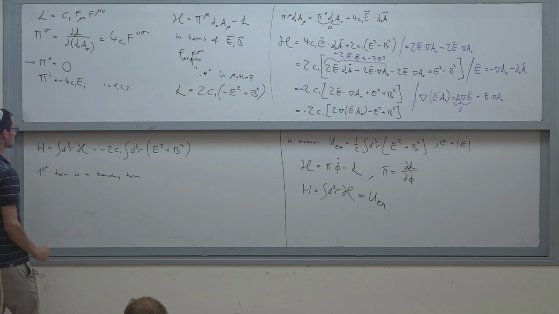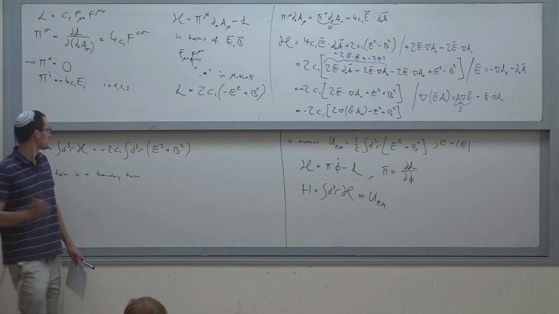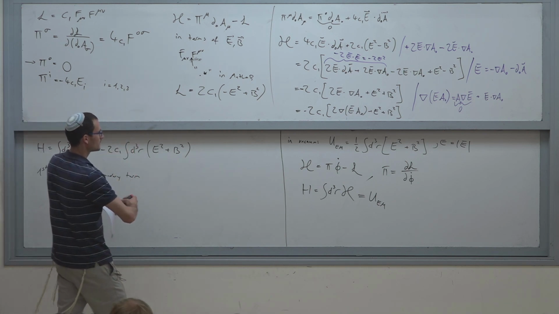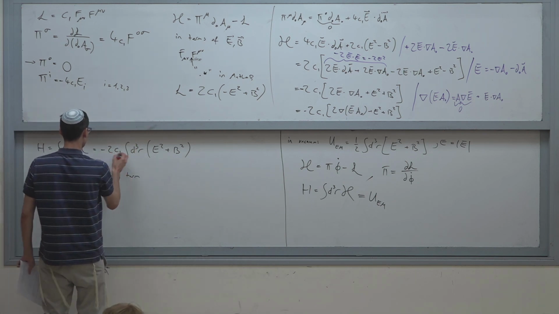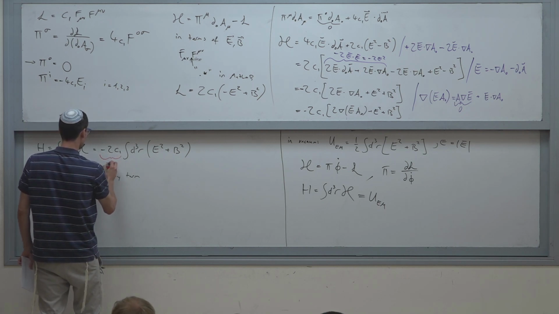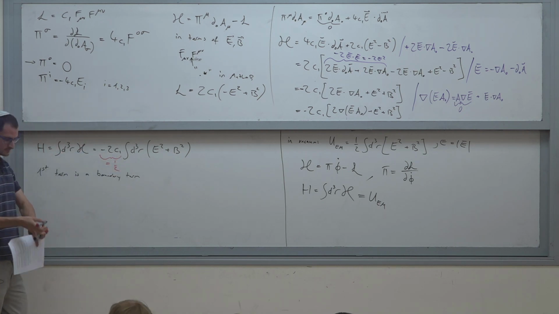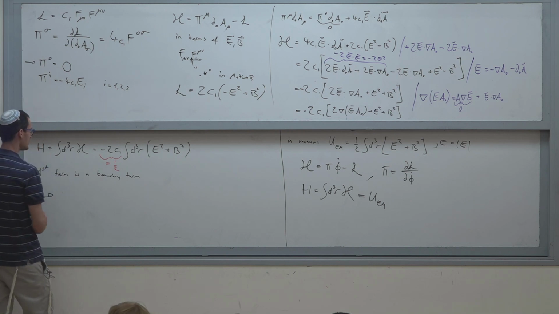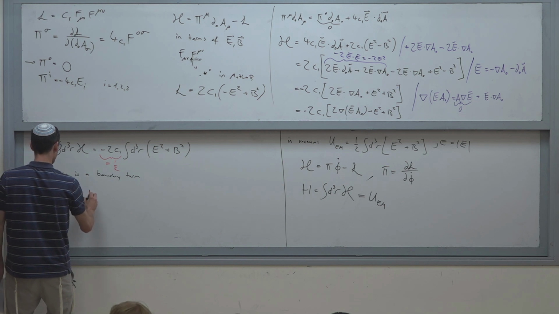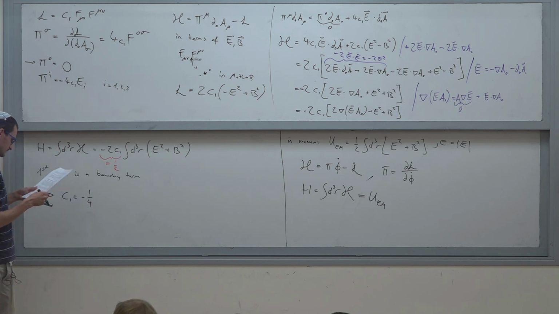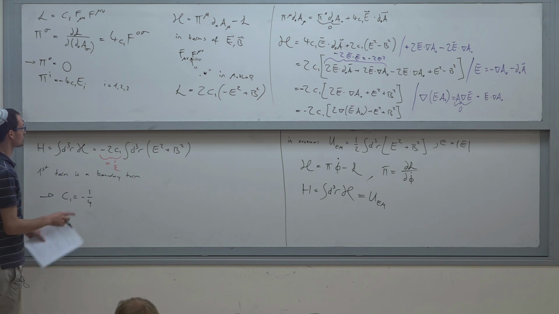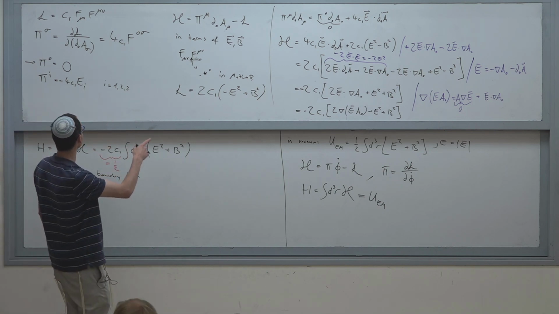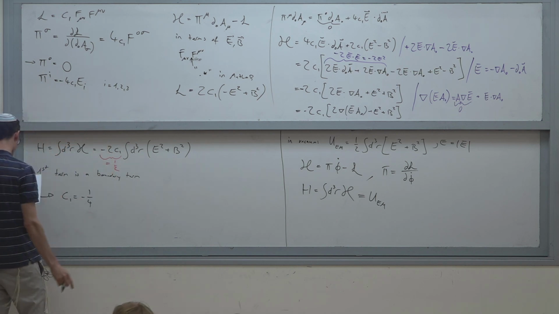Okay, so we're done. We can now compare the Hamiltonian to the energy. When we compare this, we see that minus 2c1 needs to be equal to 1/2 for our theory to work. And we have thus found that c1 is equal to minus 1/4. Now we can also plug this back into c2 and evaluate it, and find that c2 is equal to minus 1.